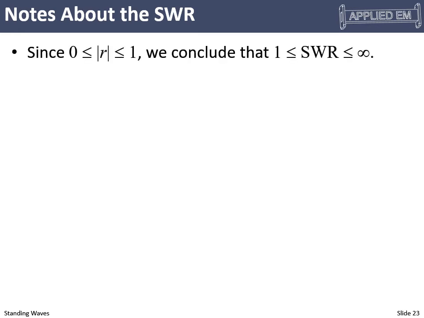Let's end our discussion with some final notes about the standing wave ratio. Remember that the magnitude of our reflection coefficient is bound between 0 and 1. So if we put these limits into our equation for the standing wave ratio, what we see is that the standing wave ratio is bound between 1 and infinity. We can't have a standing wave ratio less than 1. And we can't have a standing wave ratio greater than infinity, obviously. So there's really no upper limit for standing wave ratio, but there's definitely a lower limit. It does not make sense to have a value less than 1.